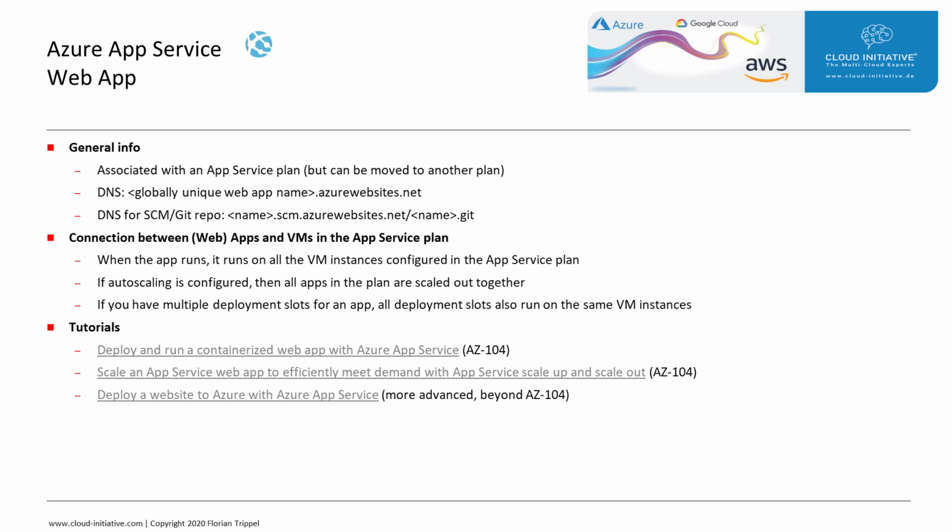A web app is associated with an App Service plan and can be moved to another App Service plan if required. When the app runs, it runs on all VM instances in the underlying App Service plan, so everything in the App Service plan scales together. If you have an App Service plan that supports deployment slots, then all deployment slots that you configure also run on all VMs in your App Service plan.